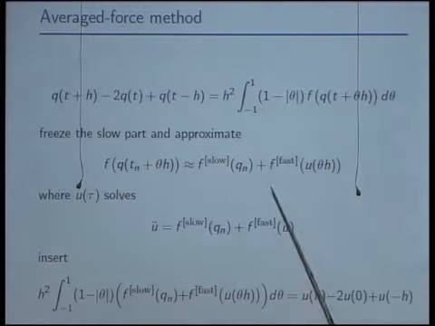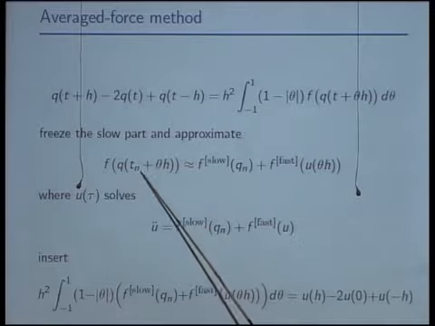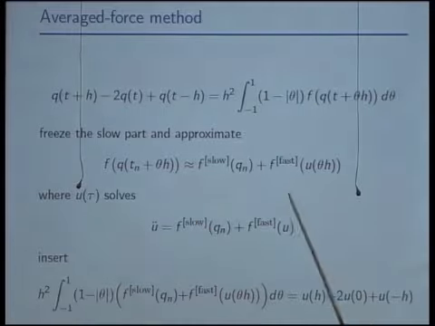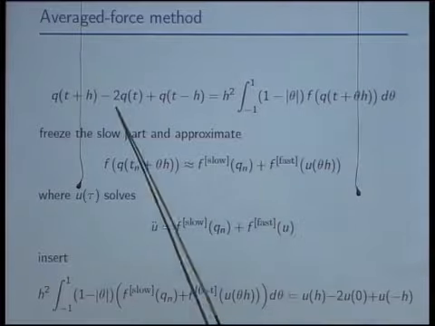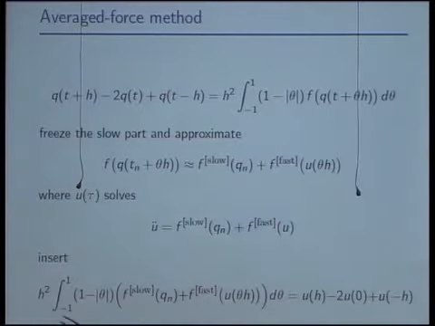But now, if we put this approximation into here, then of course we just have the same formula as previously, but now for the u. So this whole integral that we get here is nothing else than u of h minus 2 times u of 0 plus u of minus h. So that's the same formula as above, but now applied to this differential equation.